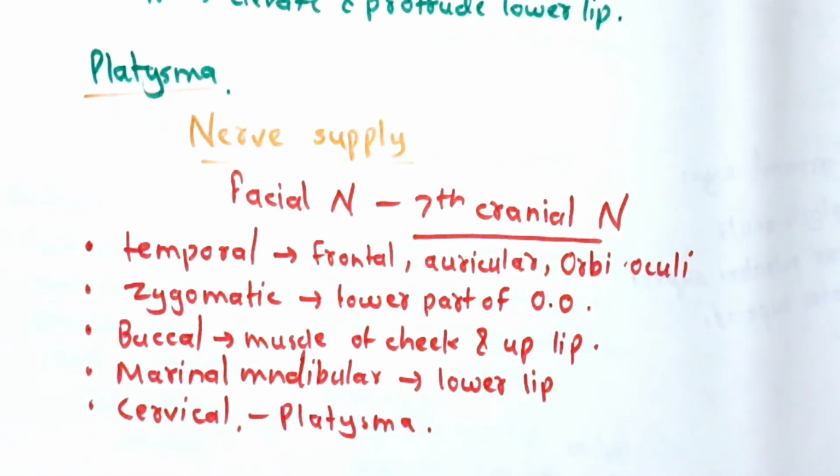Okay, so this is about today's video. In this video we have seen the characteristic feature of face, all the muscles along with their origin, insertion and actions, and also their nerve supply.